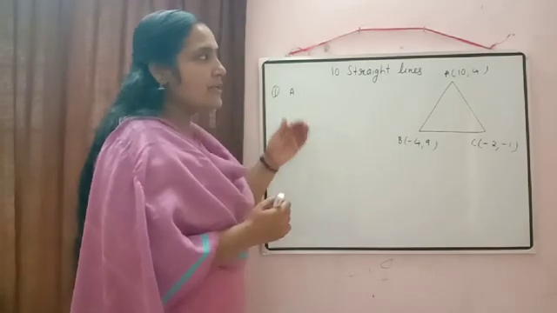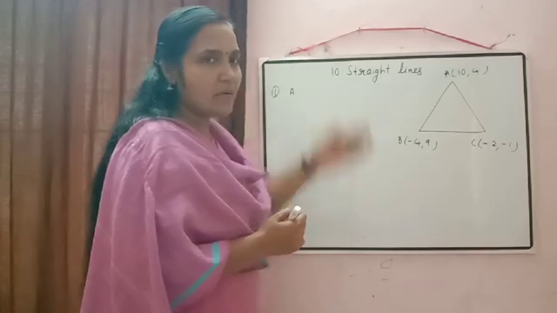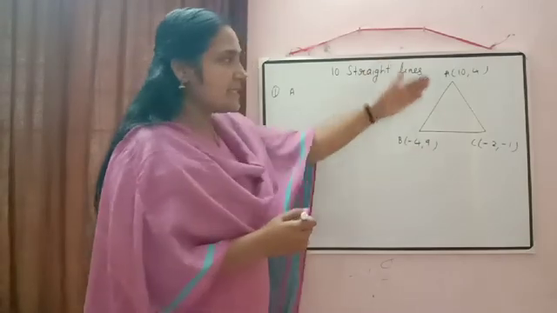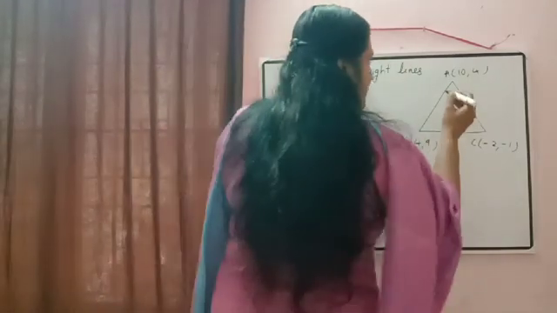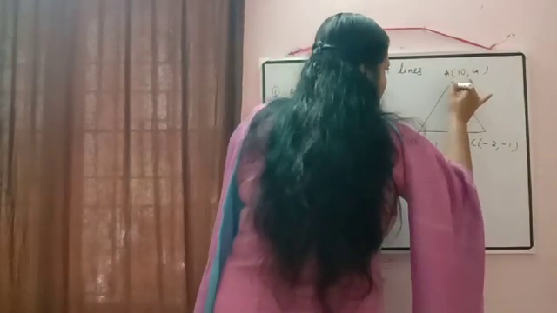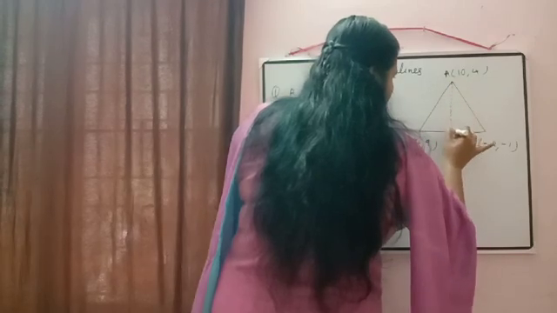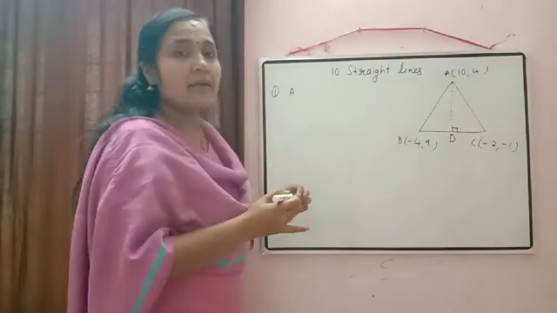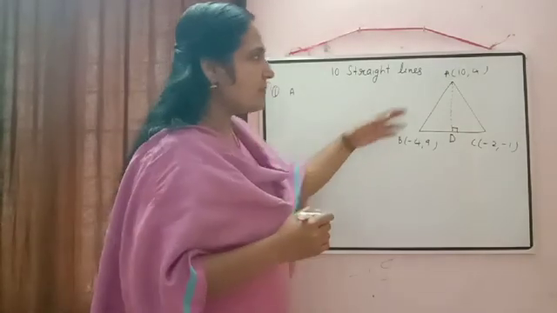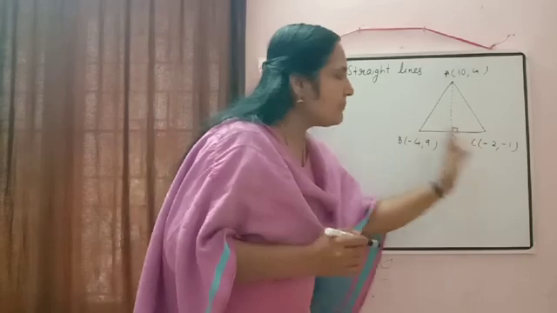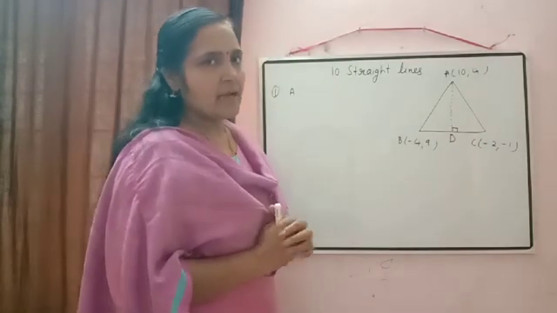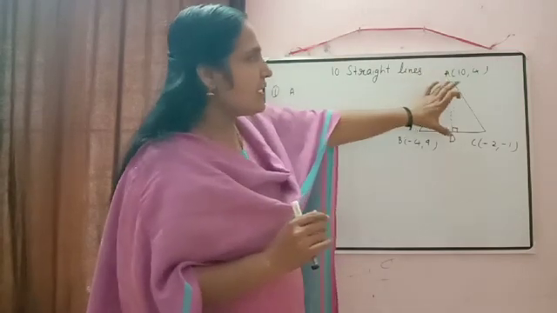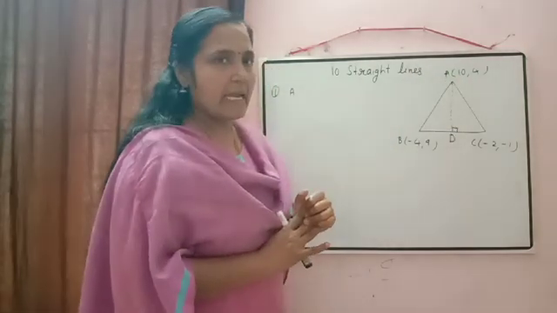As we know, an altitude is the perpendicular from a vertex to its opposite side. So if I draw an altitude from the vertex A, it will come in this way. Correct? We can name it AD. Altitude means it is perpendicular to the opposite side, so AD is perpendicular to BC. We have to find the equation of altitudes, which means first we are finding the equation of AD.